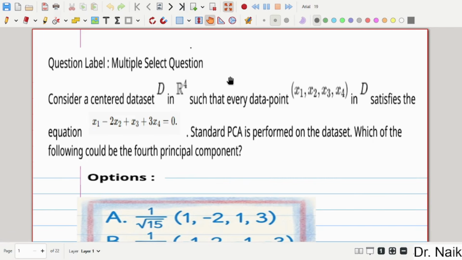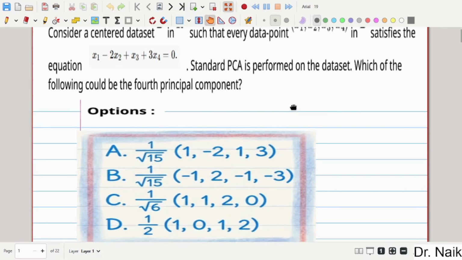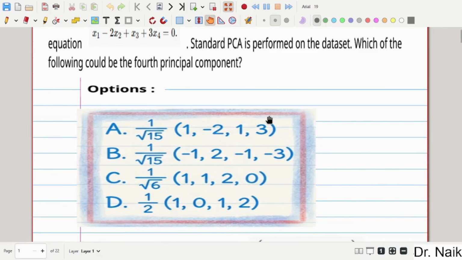Let's solve some questions. Consider a centered data set D in R4 such that every data point x1, x2, x3 and x4 in D satisfies the equation x1 minus 2x2 plus x3 plus 3x4 is equal to 0. Standard PCA is performed on the data set. Which of the following could be the fourth principal component? So, the options given are these.